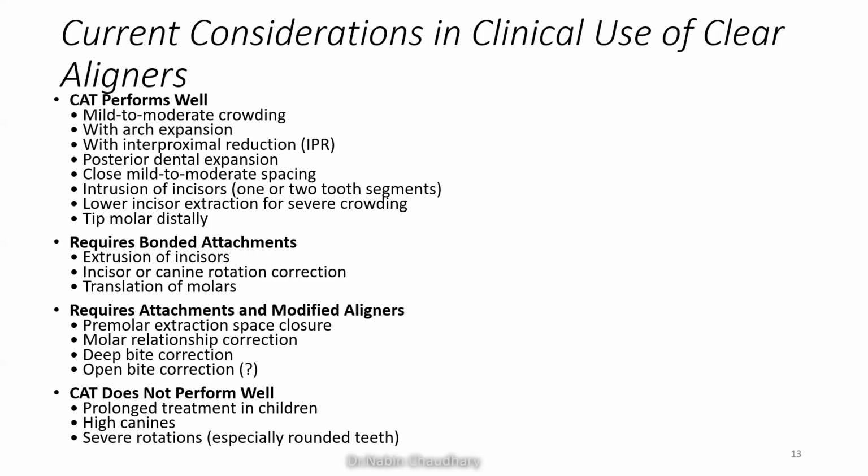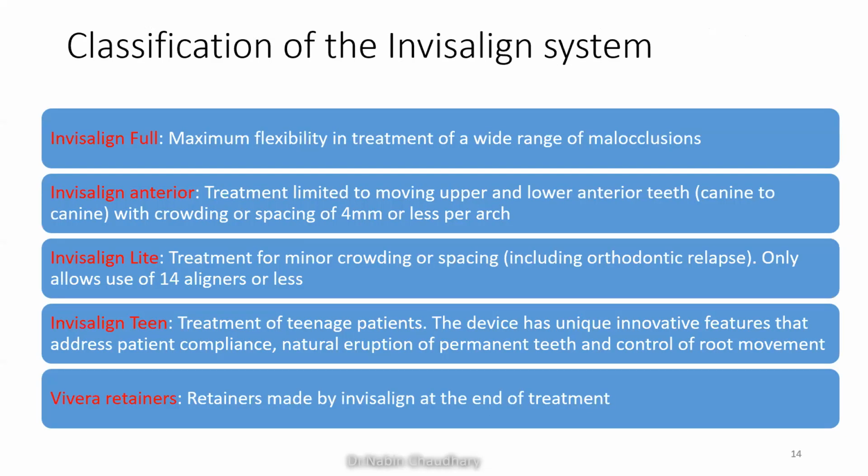Whereas the bonded attachments are required when the extrusion of the incisors is required, when the incisor canine rotation correction is required, and also for the translation of molars. And the attachments as well as the modified aligners are generally required in case of the premolar extraction case, molar correction, in case of the deep bite and the open bite. Whereas the clear aligner therapy does not perform well in case of the prolonged treatment in the children, also when there are highly placed canines, and also when there is a severe rotation. And also when the severe rotation is in the rounded tooth, then the clear aligner therapy does not perform well.